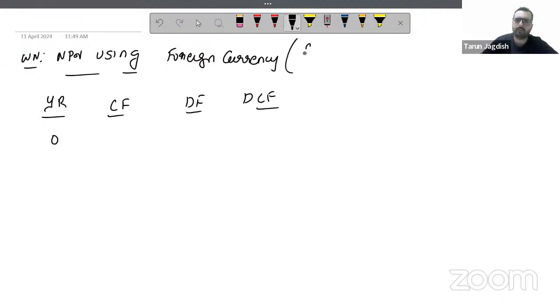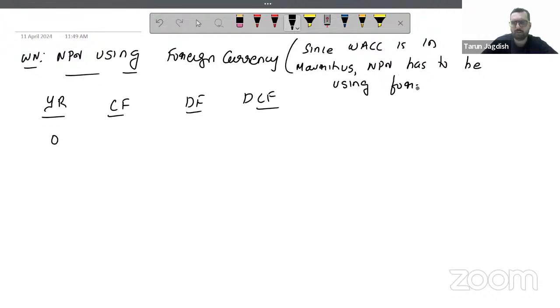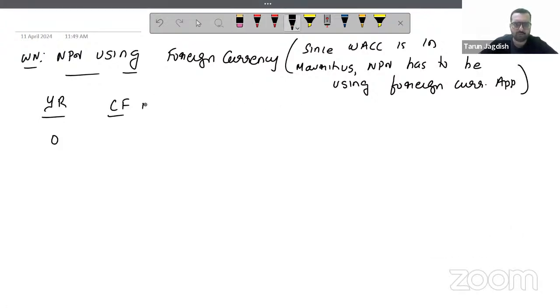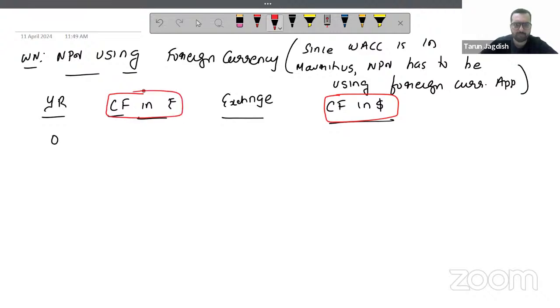Okay, I will write down: since WACC is in Mauritius, NPV has to be found using the foreign currency approach. So friends, what we have to do here is take the cash flows in rupee, then take the exchange rate, and from this we get the cash flows in the Mauritian currency. Are you getting my point? Then I will take the discount factor and the discounted cash flow.